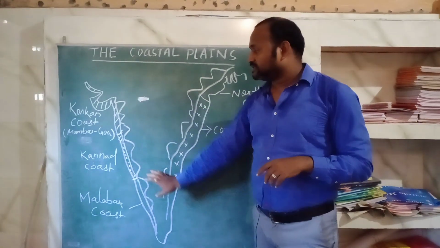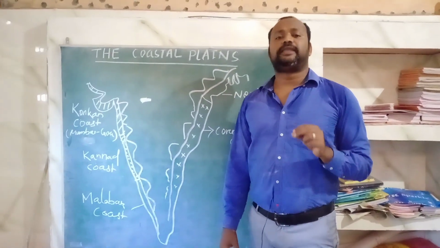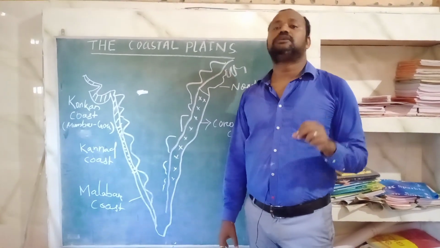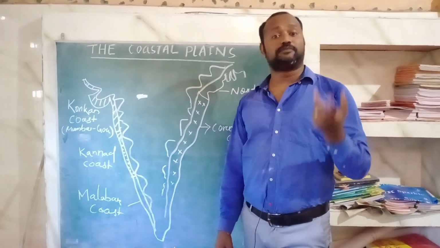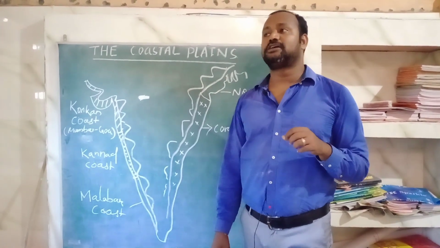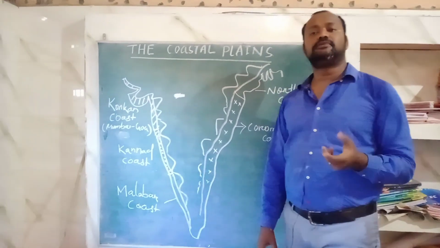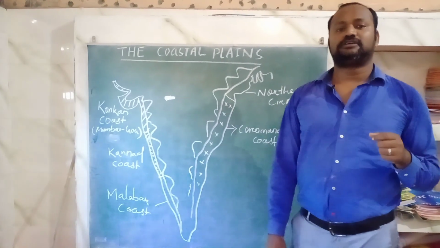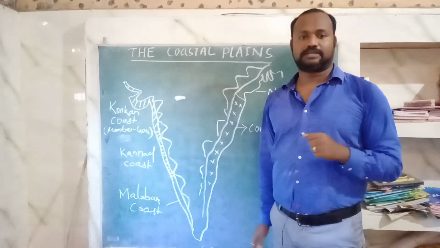See here, this is the western coastal plain. The western coastal plain is formed due to the depositional action of what? The west flowing rivers. Some of the west flowing rivers, as we know, are Sabarmati, Wardha, Narmada. These west flowing rivers are responsible for the formation of the western coastal plain.